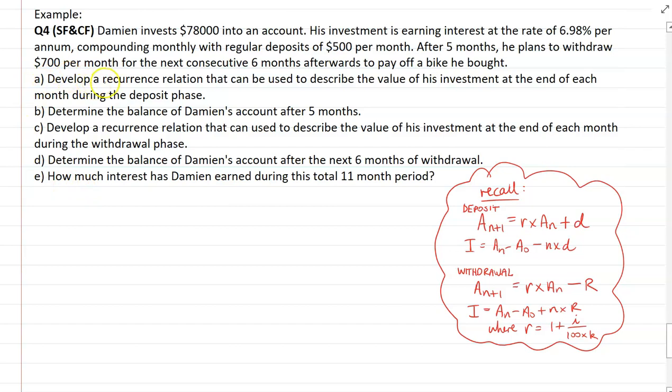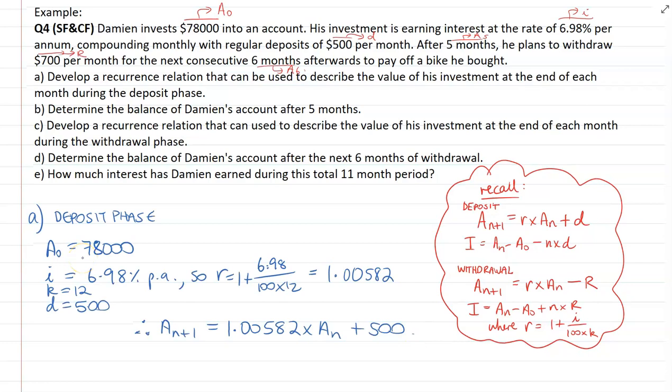Part A wants us to develop a recursion relation for the deposit phase. Part B, find the balance after 5 months. Part C, now develop a recursion relation for the withdrawal phase. Part D, find the balance after the next 6 months. And then lastly, part E, how much interest has he earned during this total 11-month period? So after processing that information, my deposit phase recurrence relation is going to be A_{n+1} equals 1.00582, now it's a rounded rate, times our current balance plus the $500 deposits every month.